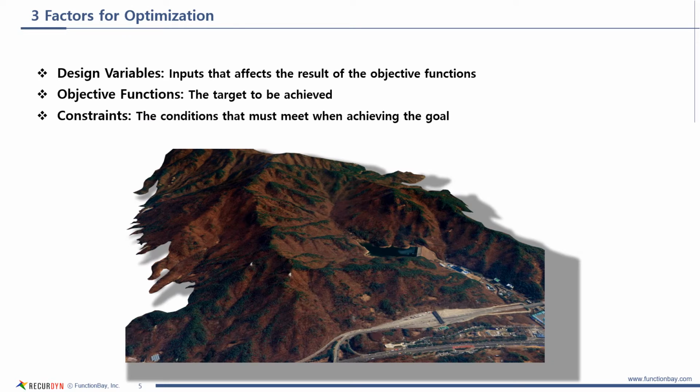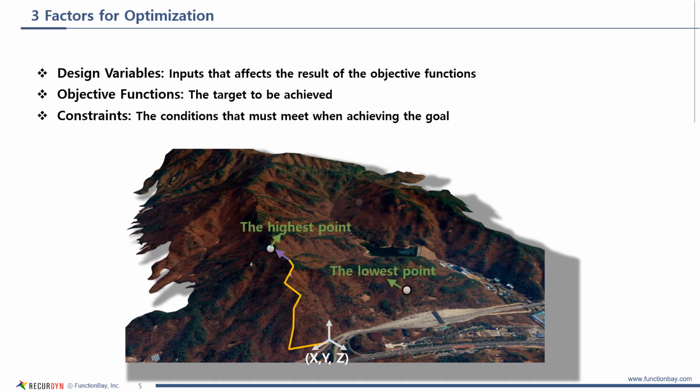I described earlier that optimization is the most reasonable choice. In order to do optimization, three factors are required. They are design variables, objective functions, and constraints. Design variables are the inputs we can choose to achieve the goal. In this image, the path determined by the x, y, and z coordinates to go somewhere are the design variables. Objective function is the goal to be achieved. In this case, it is the destination.